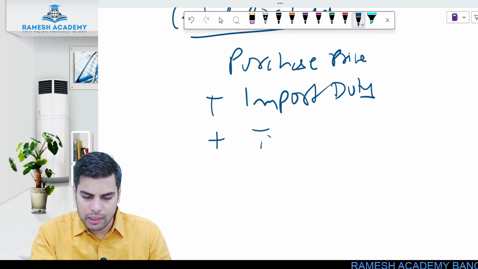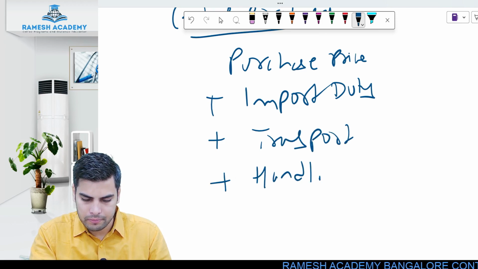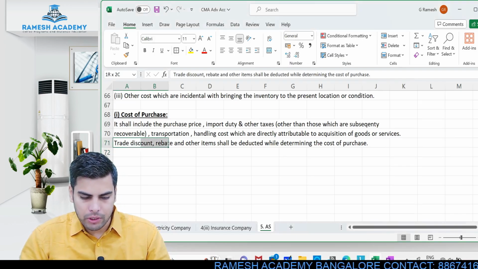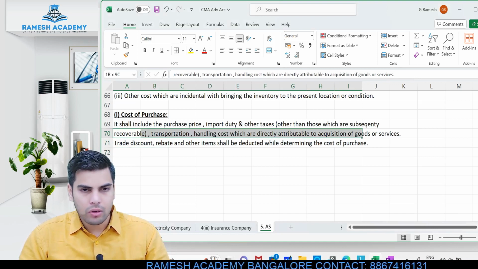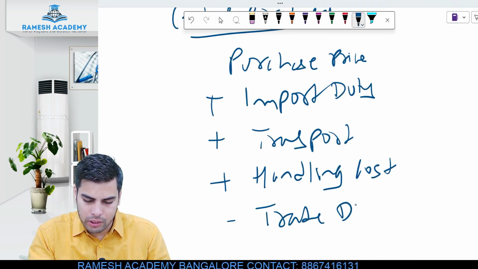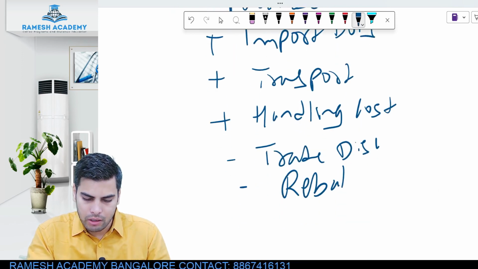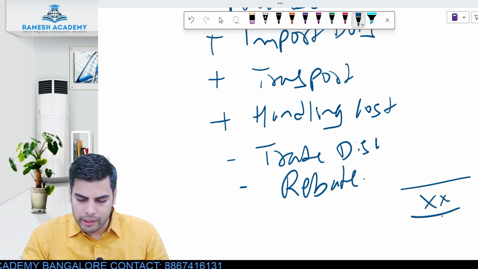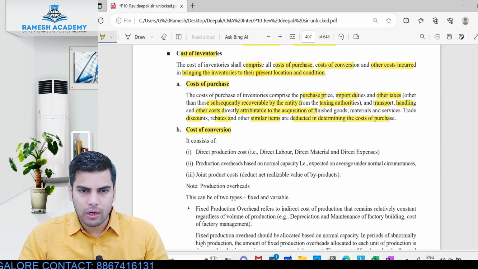Plus transportation and handling cost. It will include transportation, handling cost and other expenses which are directly related to the acquisition of goods or services. In the same way, if I come across any trade discount or rebate, I'll just deduct these two items. So trade discount and rebate you just need to deduct. Whatever amount you get over here will be treated as the cost of purchase. Is this point clear? Hope you all understood this.